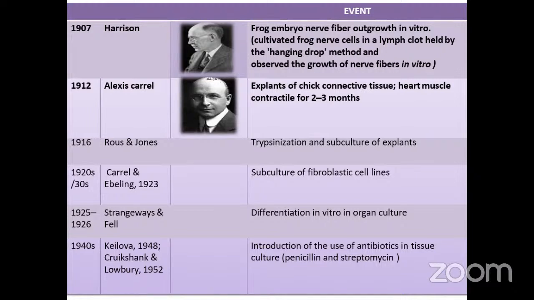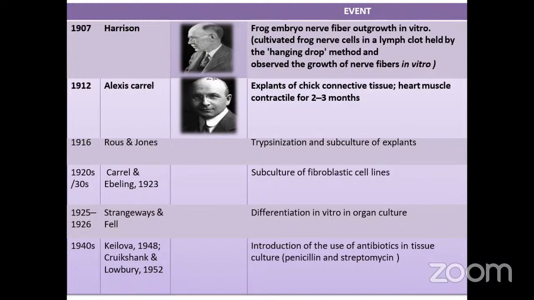Then in the 1920s and 30s, Carrel and Ebeling subcultured the fibroblastic cell lines. From 1925 to 26, Strangeways and Fell differentiated in vitro. That means they cultured the organs. So for that, there should be a differentiation, right? That was actually performed by these scientists.